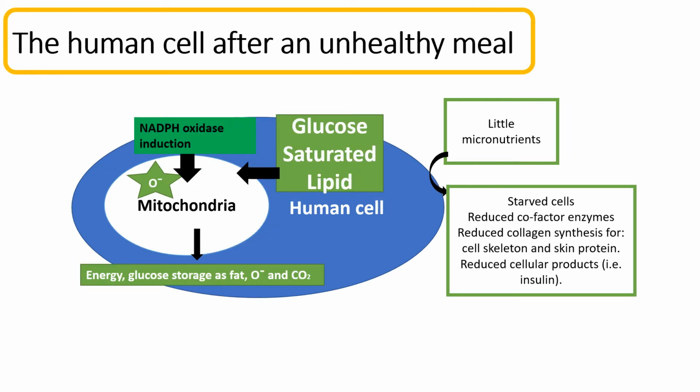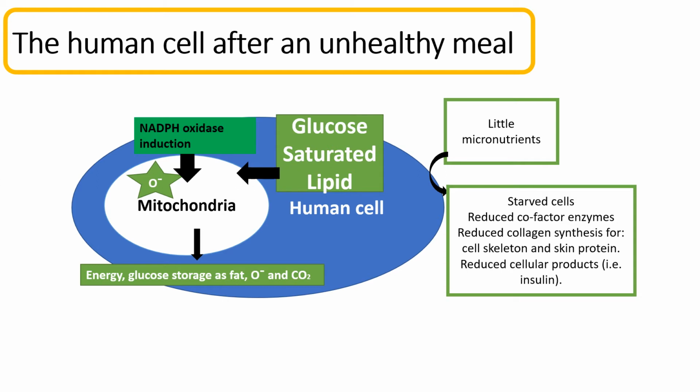The human cell after an unhealthy meal. An unhealthy meal results in high levels of glucose or lipid in the bloodstream. The cells take up these macronutrients and transfer them to the mitochondria. NADPH oxidase is induced extensively. However, the mitochondria are not able to burn the glucose present in the bloodstream, and they therefore have an excess O- production, which is damaging.